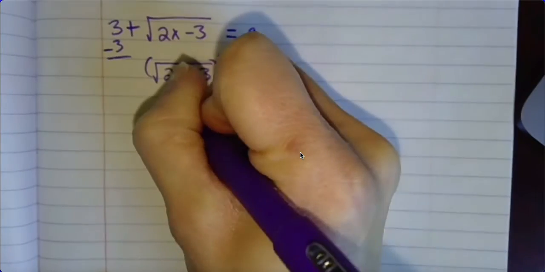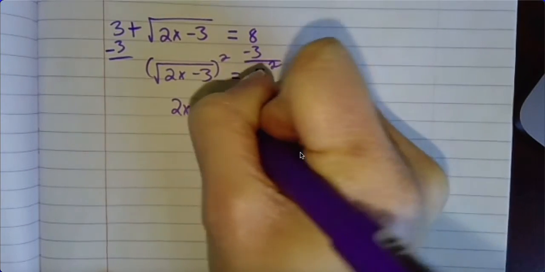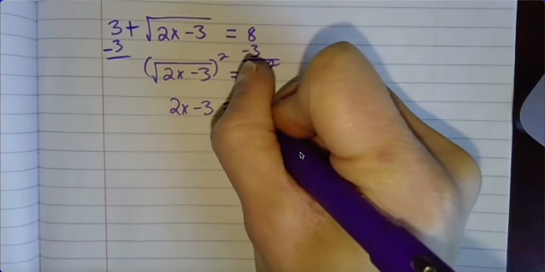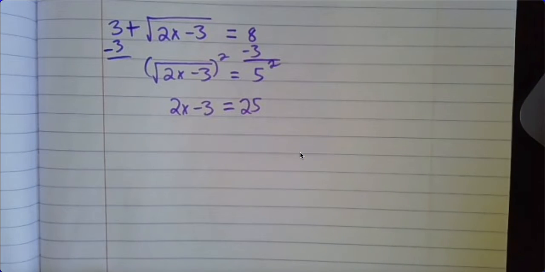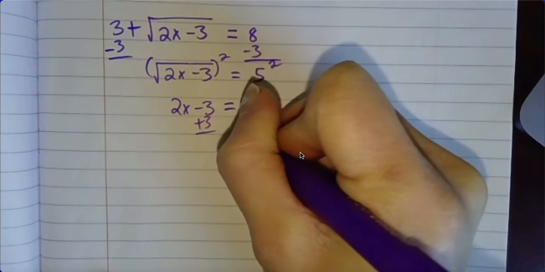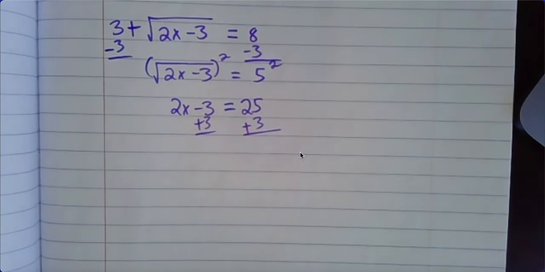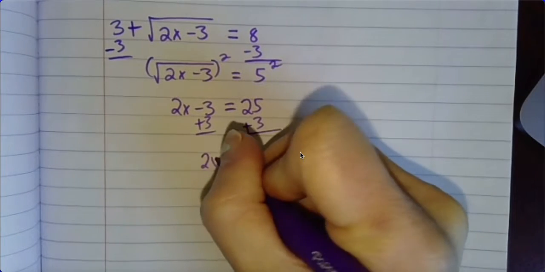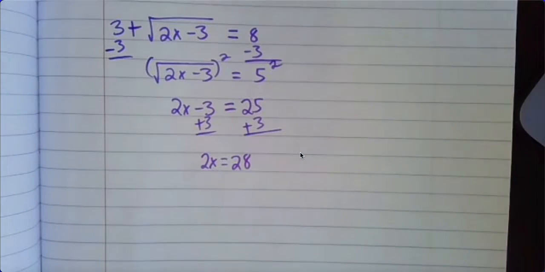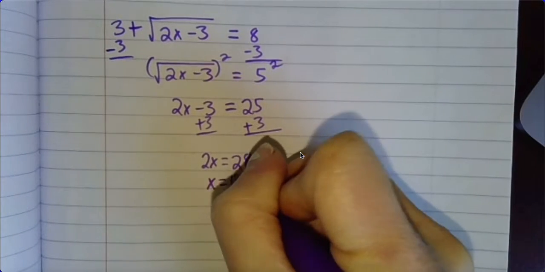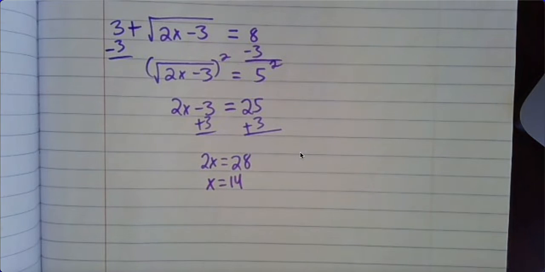So over here, I get 2x plus 3. And over there, what do I get? What's 5 squared? 25. Then what do I do? Subtract 3. So 2x equals 22. Then what do we do? Divide by 2. And we get x equals 11. Yeah, and much simpler. That's your answer.